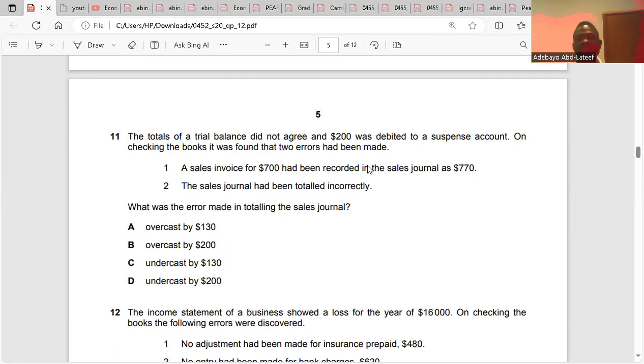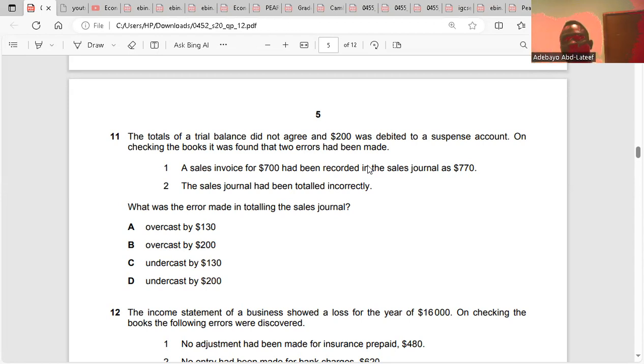The total of the trial balance did not agree, and 200 was debited to a suspense account. On checking the books, it was found that 2 errors had been made. 700 has been recorded in the sales journal as 770. That is overcast by $70. The sales journal has been totaled incorrectly. Because it has been totaled incorrectly, that means $200 was missing. Do you understand?